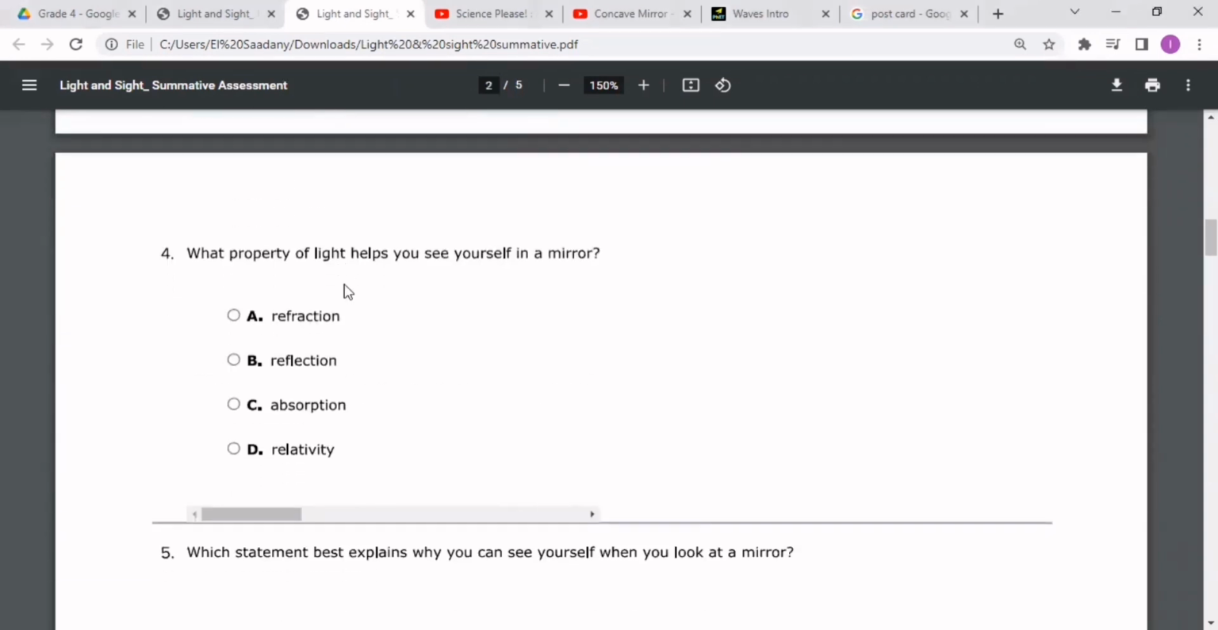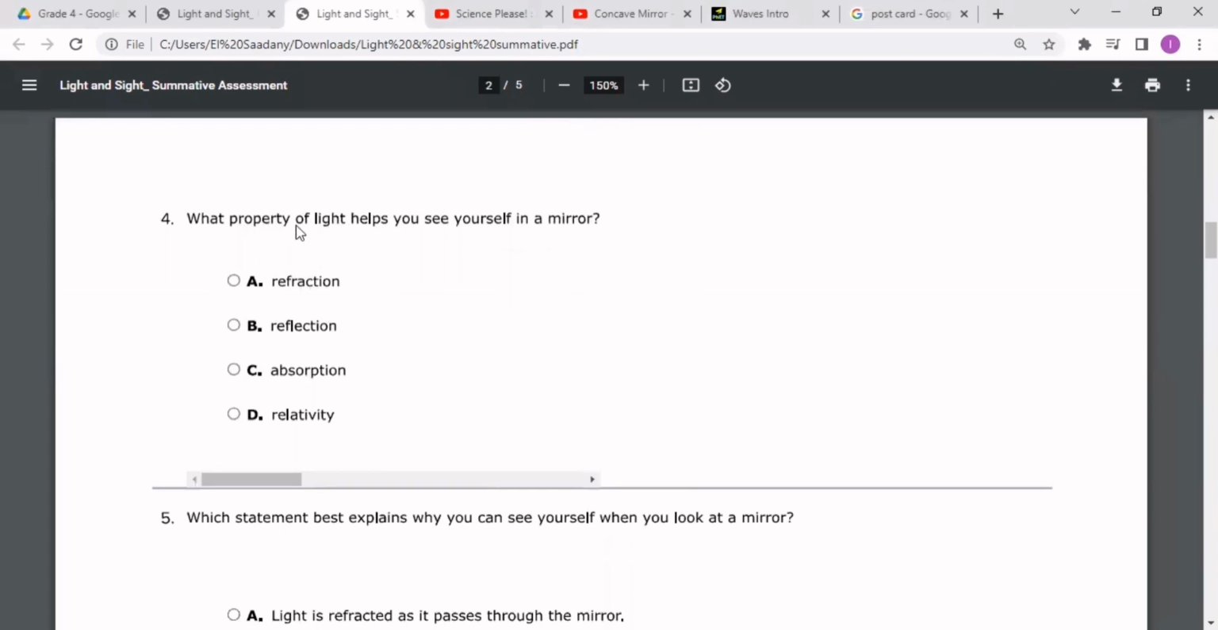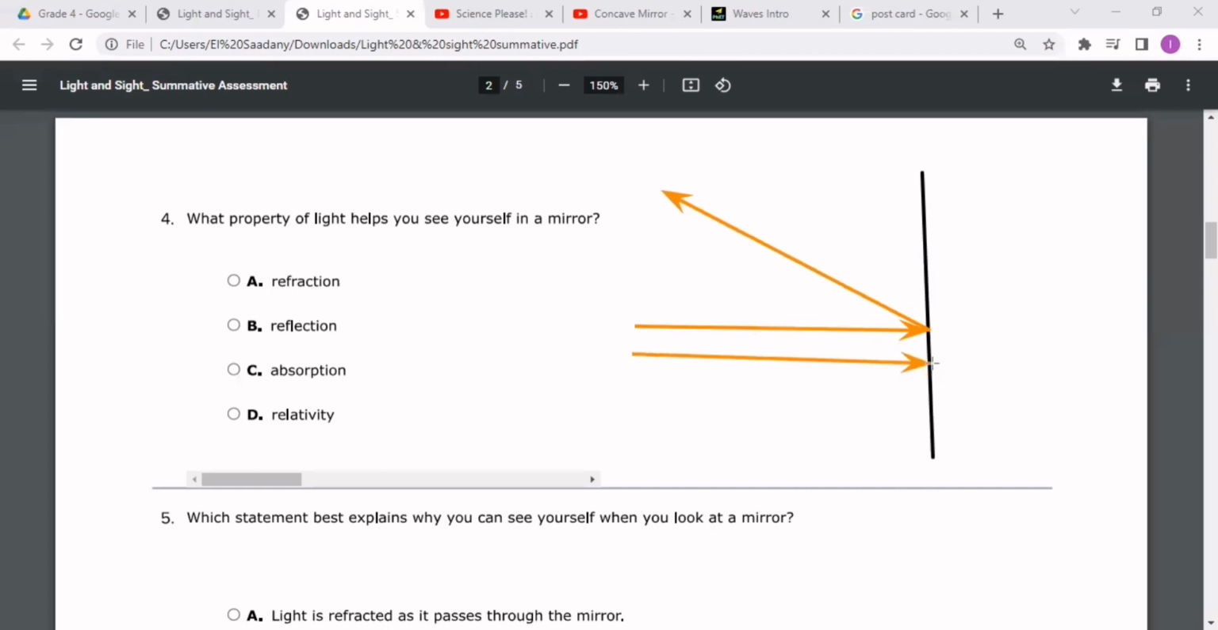Question number 4. What property of light helps you to see yourself in a mirror? If you look in front of a mirror, you're going to see yourself. Because of what? Because of the reflection of light. The light passes by you and it's reflected on the mirror, so the mirror reflects your picture. So the correct answer here is the reflection of the light.